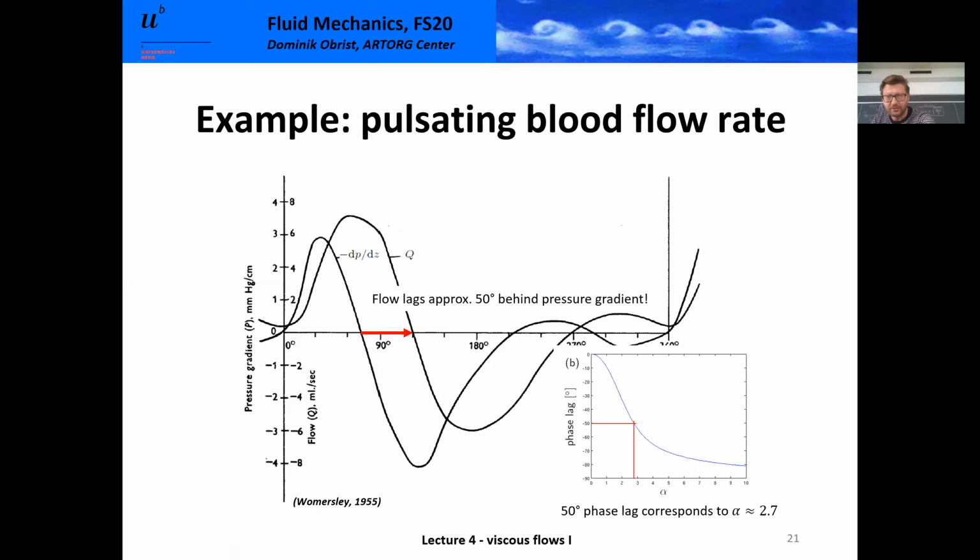And actually, the lag is about 50 degrees in a period of 360 degrees. We can use one of these diagrams I showed two slides before. We see that 50 degrees roughly corresponds to a Womersley number of 2.7, which happens to be, of course, roughly the Womersley number in the femoral artery. So it just shows you that this is not just theory, this actually can be found in nature, in vivo.